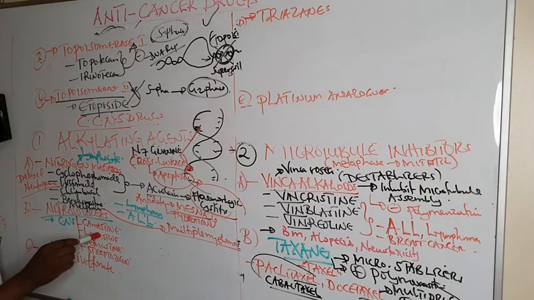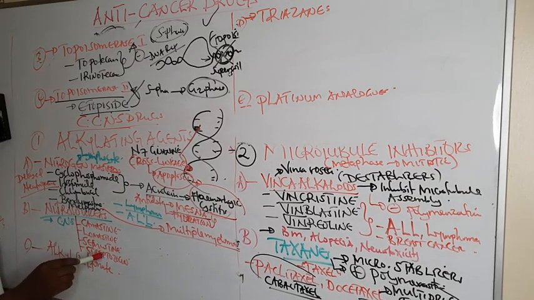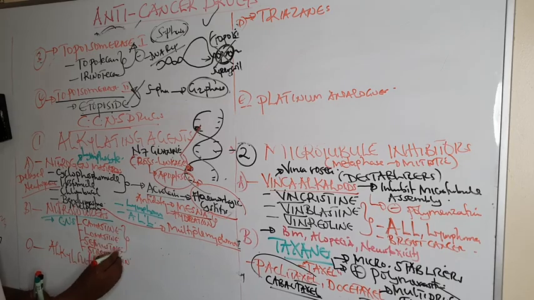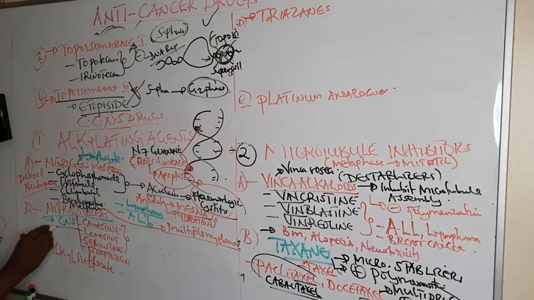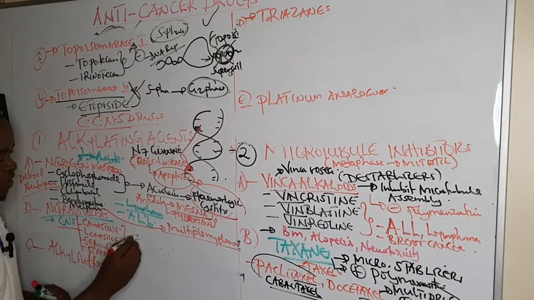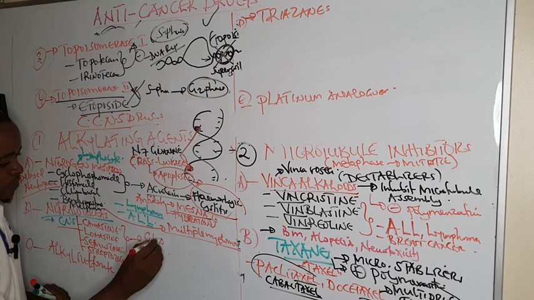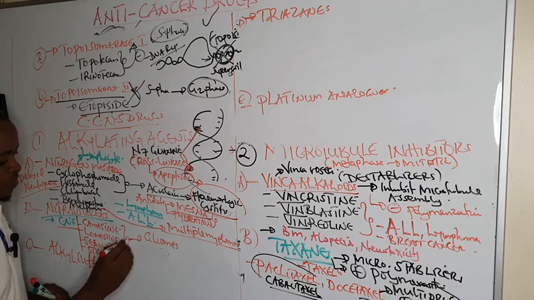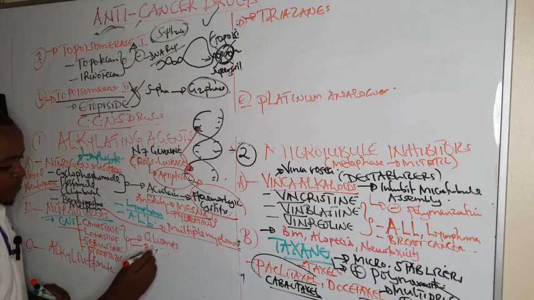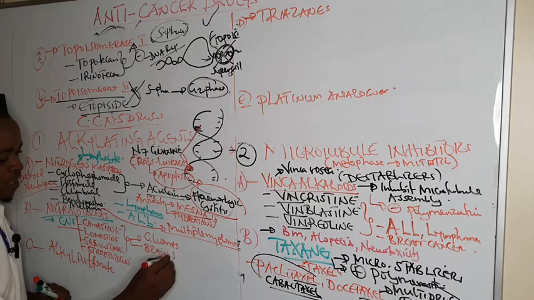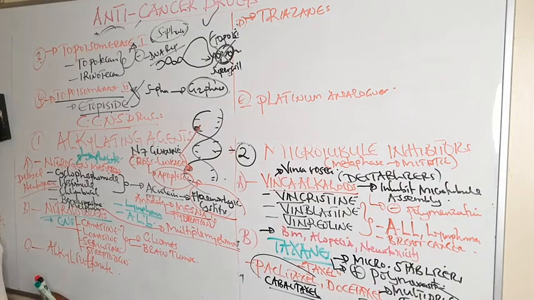So carmustine, lomustine, semustine, and streptozocin, because they cross the CNS, can be used in treatment of gliomas and brain tumor. They are drugs of choice for treating gliomas and brain tumor because they have the ability to cross the CNS.